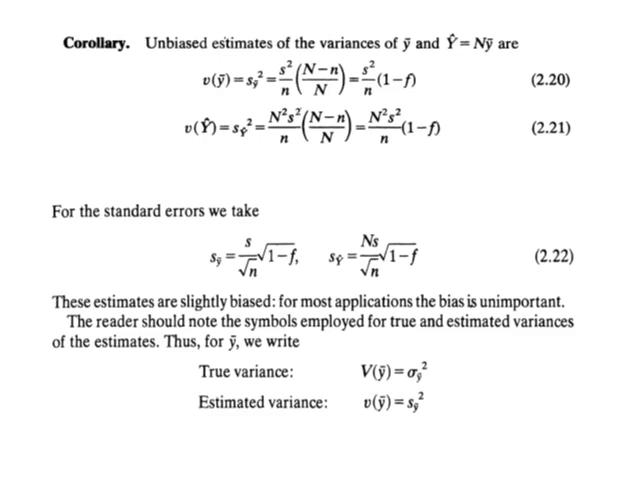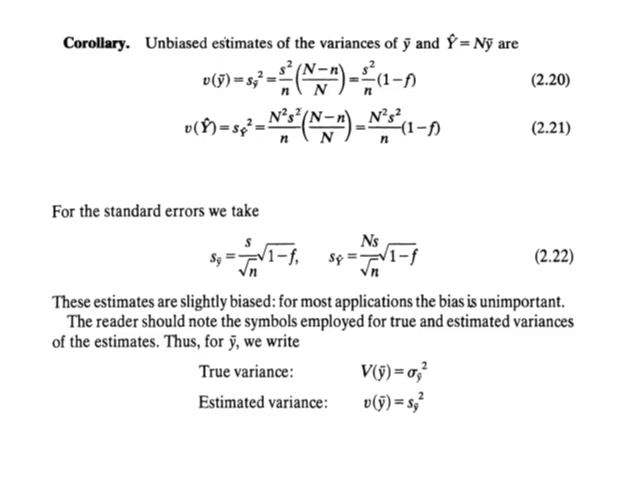For the standard error, we take the square root, so the rule will be: s of y small bar equal to s over root n times root (1 minus f). And for the population total, y hat, it is capital N times s over root n times root (1 minus f). These estimates are slightly biased. For most applications, the bias is unimportant.